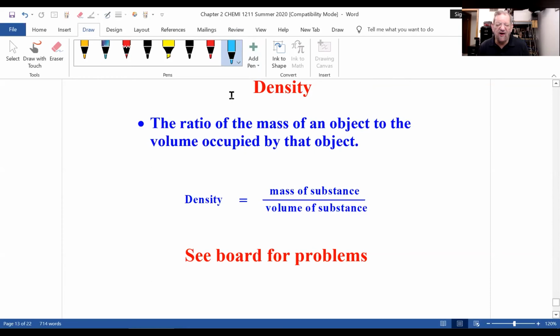Next slide. Let's talk about density, which they throw in every book. Switch is still off. Now, what's density? It's the ratio of the mass of an object to the volume occupied by that object. So density is mass per volume, mass divided by volume. I'm not going to write anything on the board, but I'll teach you again when we do the lab.